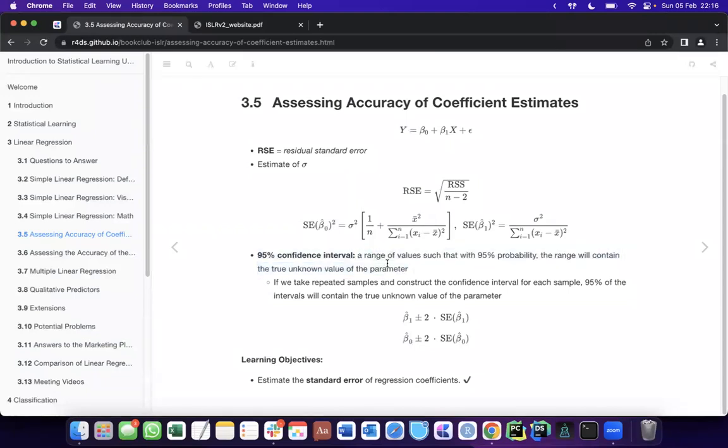But here we are defining it as a range of values such that with 95% probability, the range will contain the true unknown value of the parameter. So we're saying if we take repeated samples, so if we take 100 samples and we construct the interval for each of these samples, 95% of those intervals, or 95 of those intervals, will contain that true unknown value.